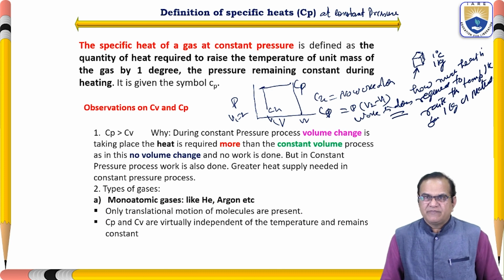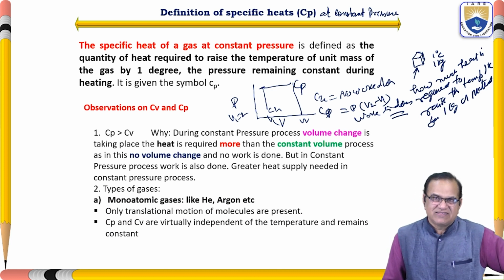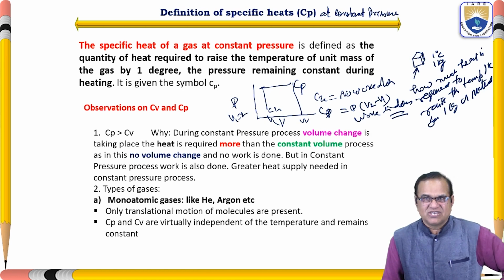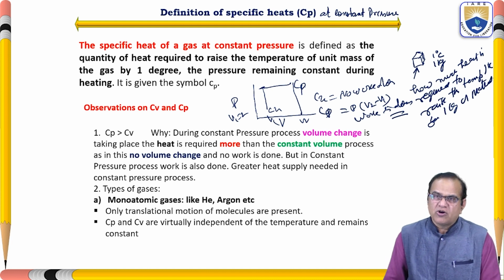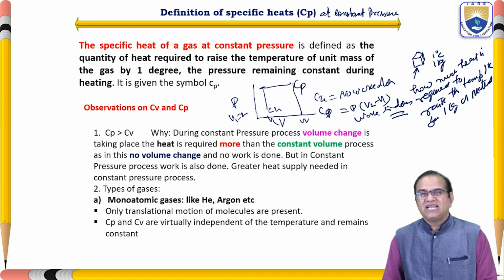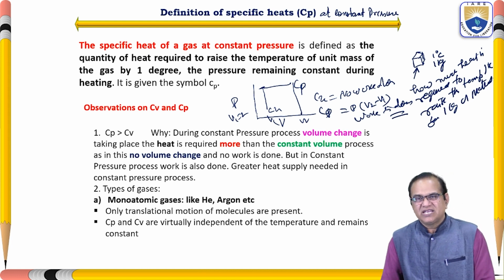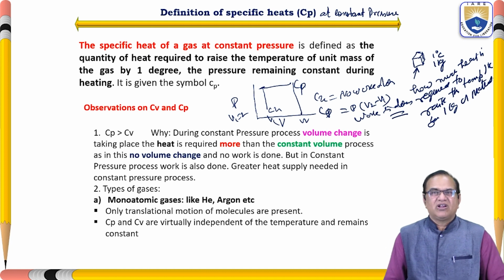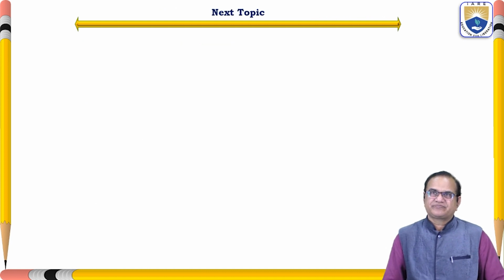Here we have two types of gases. One is monoatomic, like helium, argon, etc. Only translational motion of the molecules is present. Cp and Cv are virtually independent of the temperature and remain constant. So if it is monoatomic, Cp and Cv will remain constant, and for diatomic or other gases, Cp and Cv will not remain constant for all conditions.